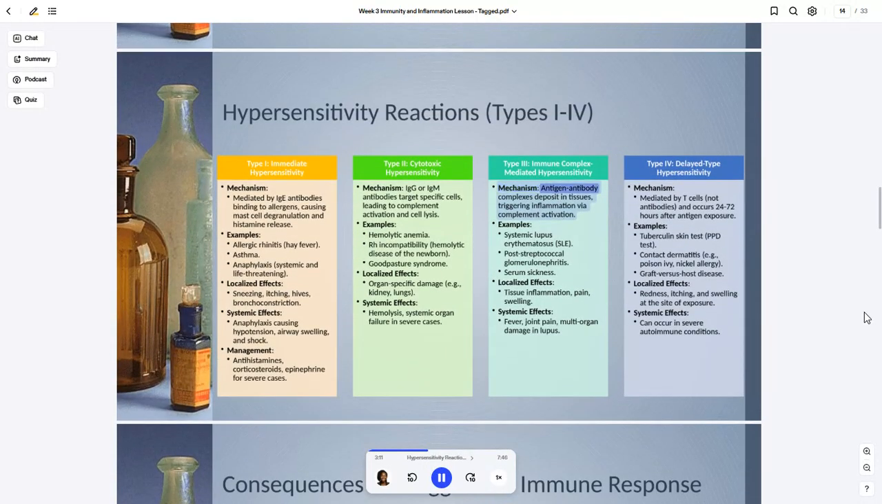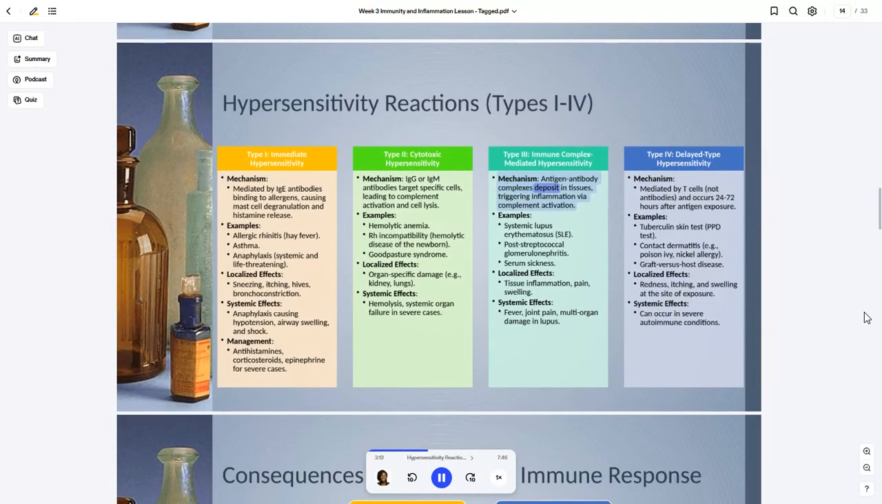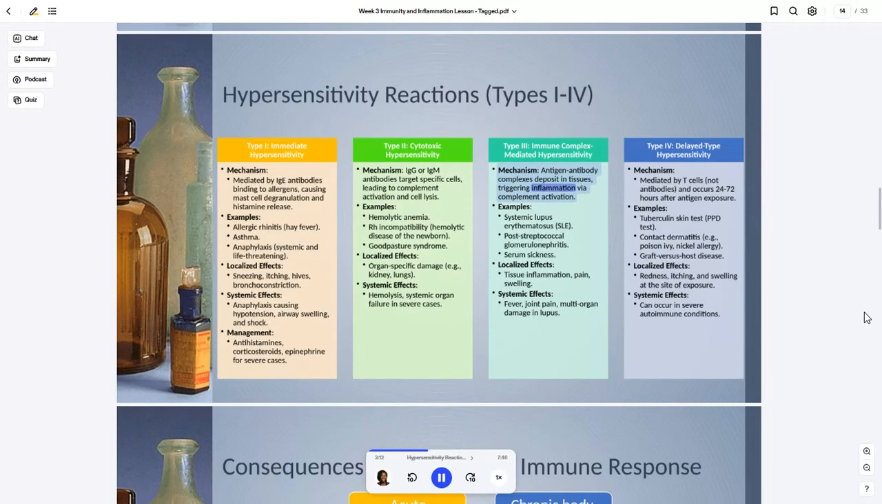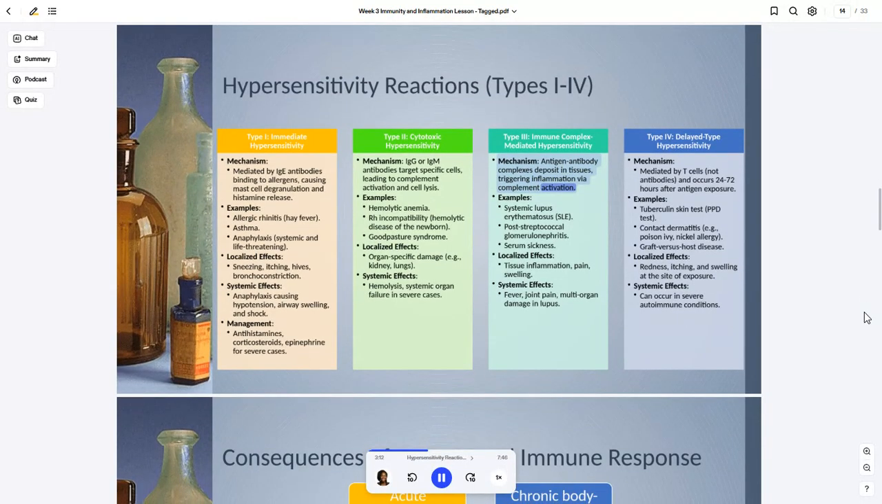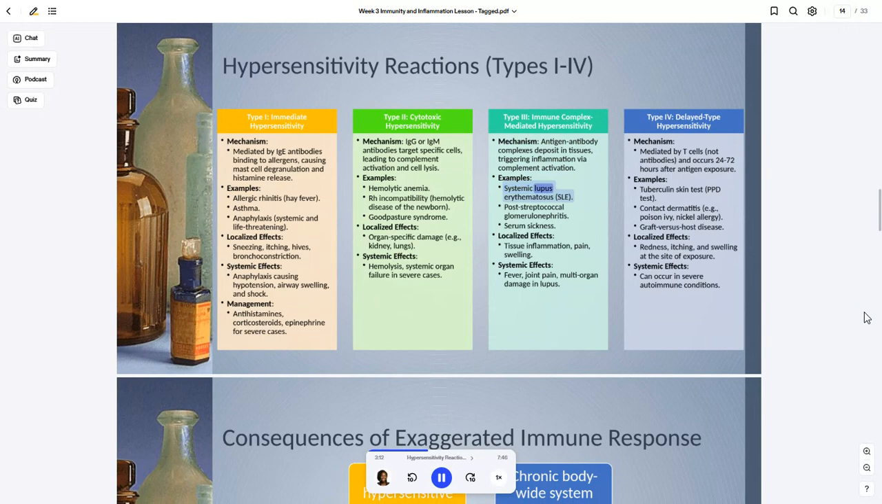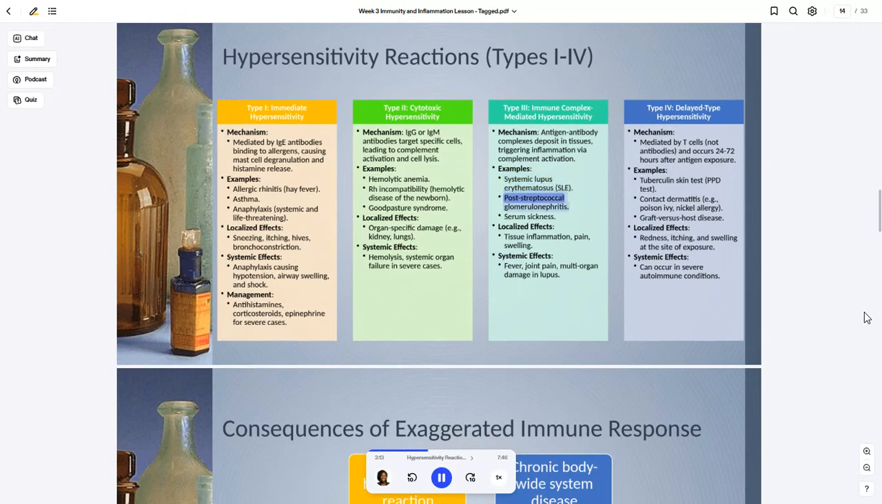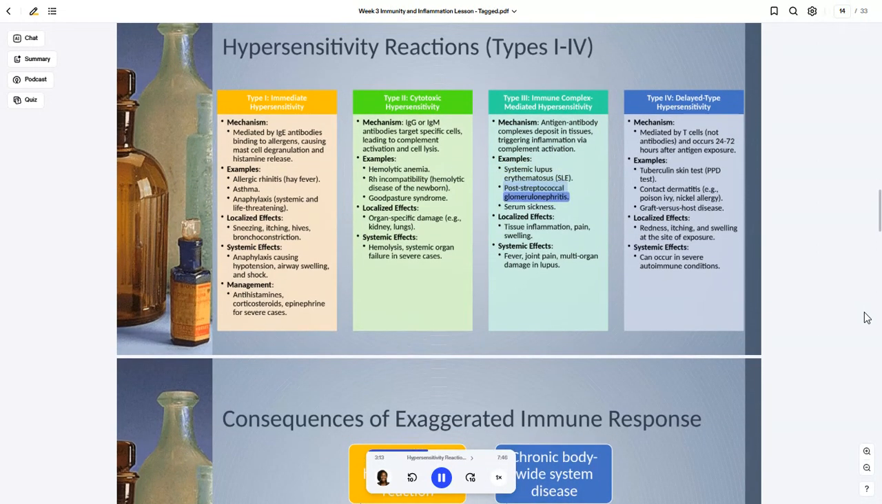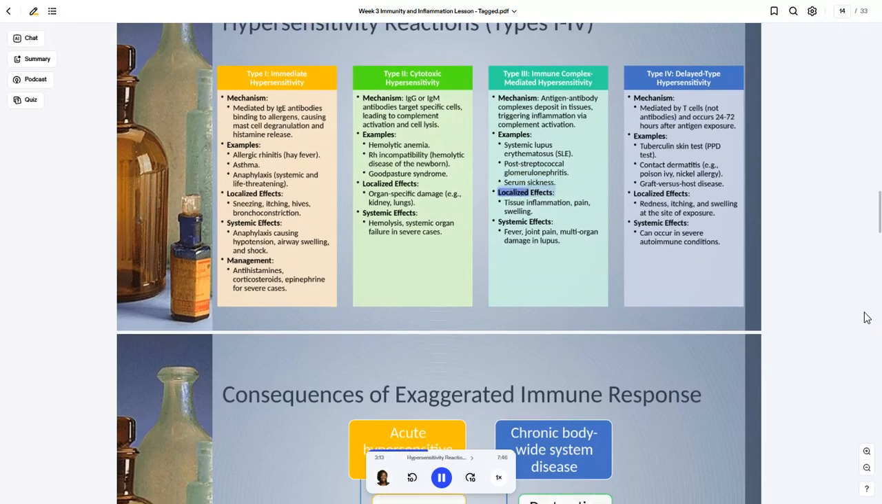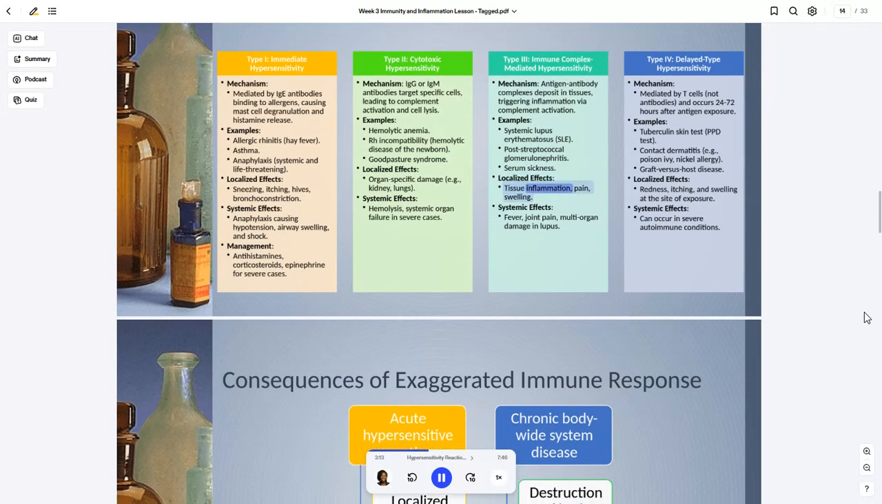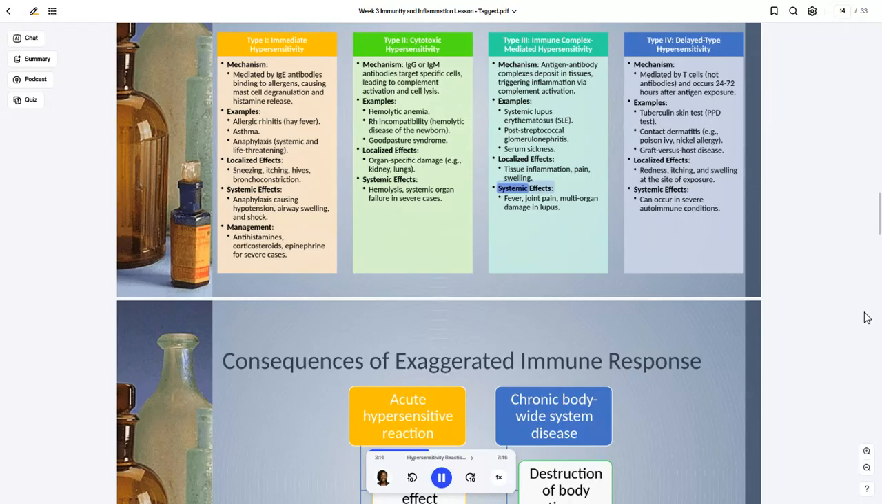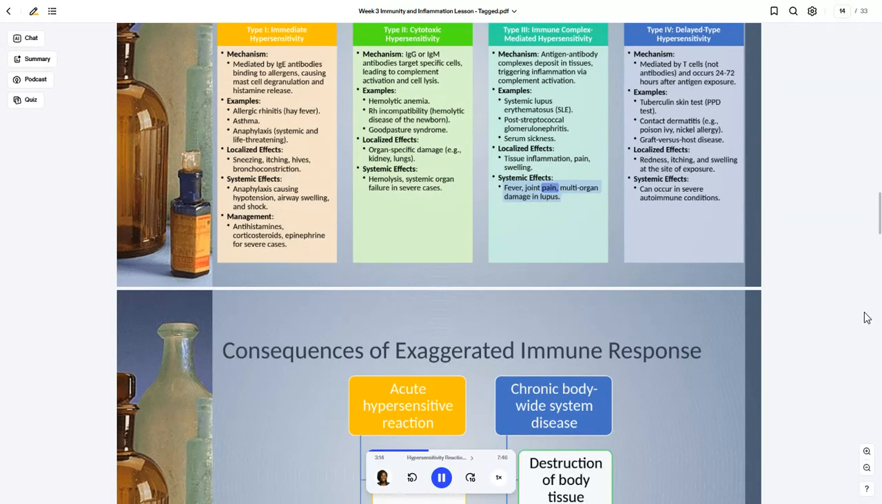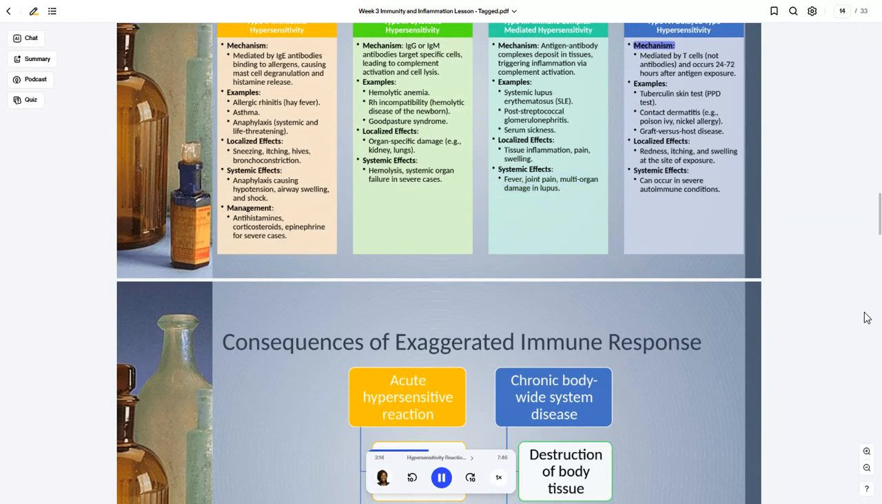Mechanism: antigen-antibody complexes deposit in tissues, triggering inflammation via complement activation. Examples: systemic lupus erythematosus, SLE, post-streptococcal glomerulonephritis, serum sickness. Localized effects: tissue inflammation, pain, swelling. Systemic effects: fever, joint pain, and multi-organ damage in lupus.